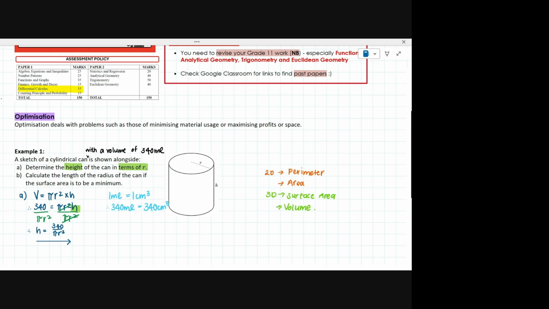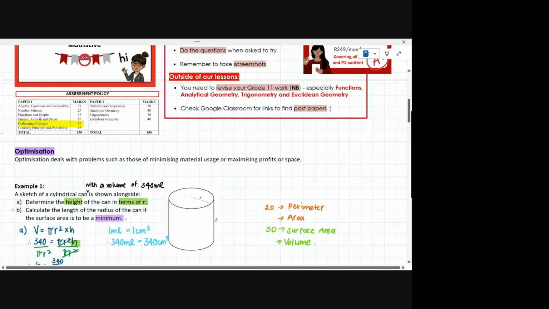In these questions, we will often say where the surface area is to be a minimum, or where the area is to be a maximum, or the distance is to be a minimum or maximum. If you see that word minimum or maximum, you need to remember what we have already spoken about, because we dealt with this when we spoke about our cubic functions. We spoke about the fact that your minimum or maximum are the turning points of a graph. And so what that means is we are looking for where our first derivative is equal to 0.